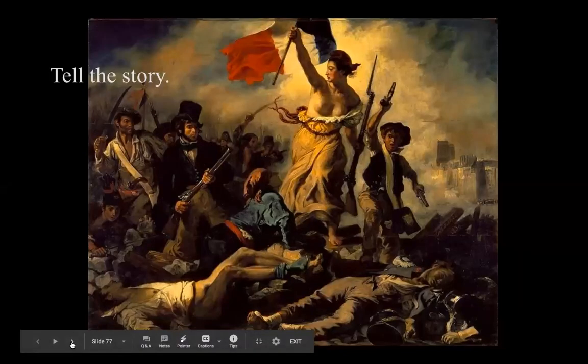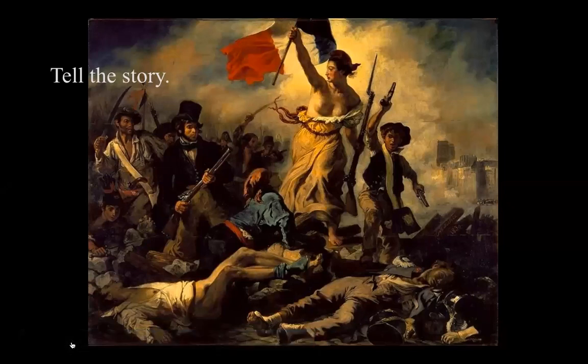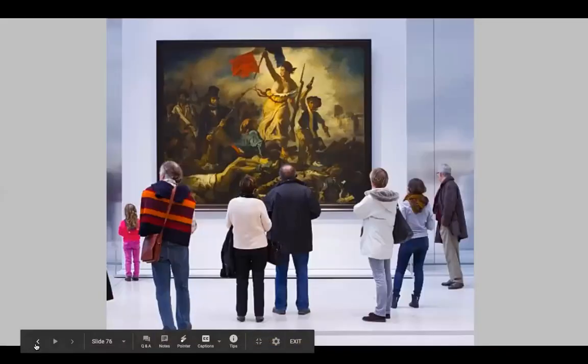So let's go ahead and focus on telling the story. Instead of breaking up in groups again, let's go ahead and do that foreground, middle ground, background. And I want to kind of stand here first for a second.